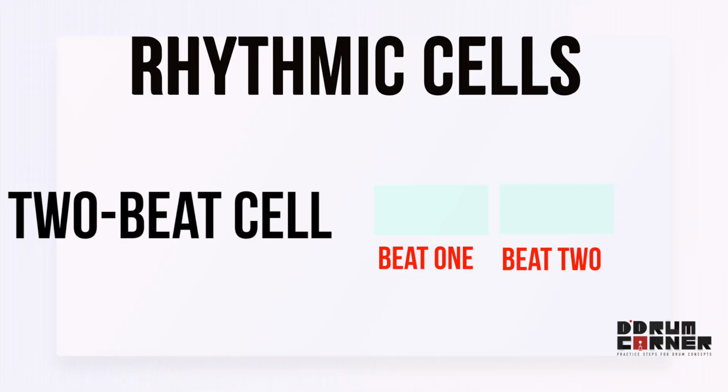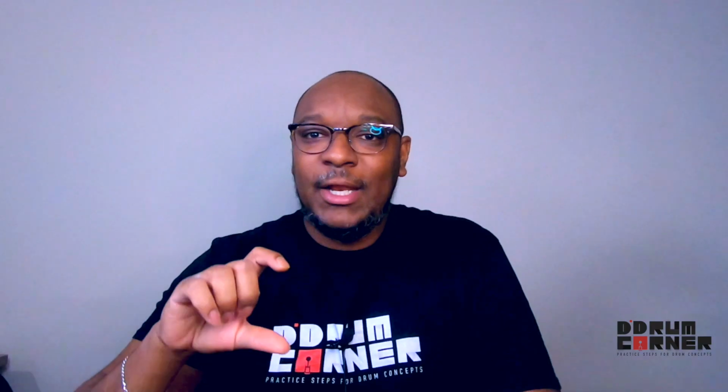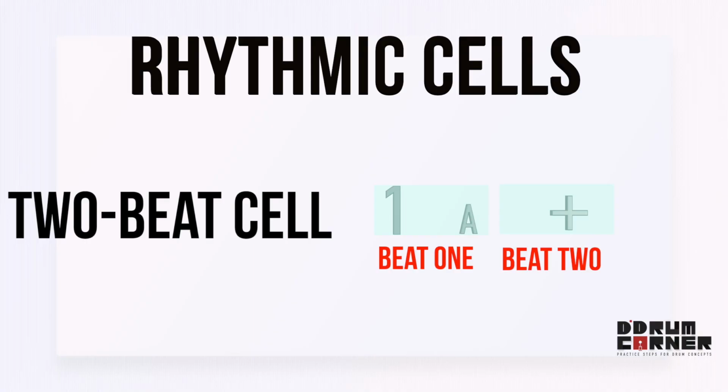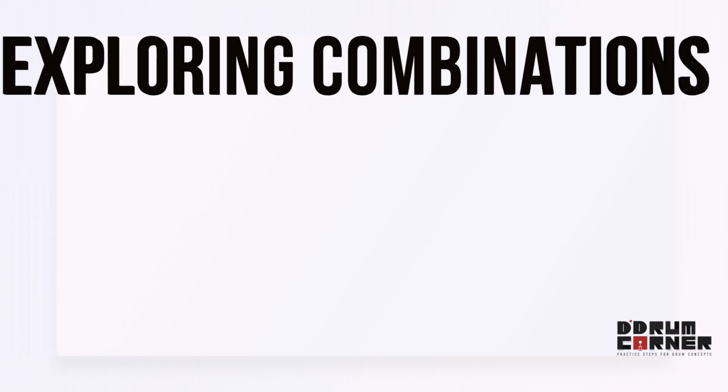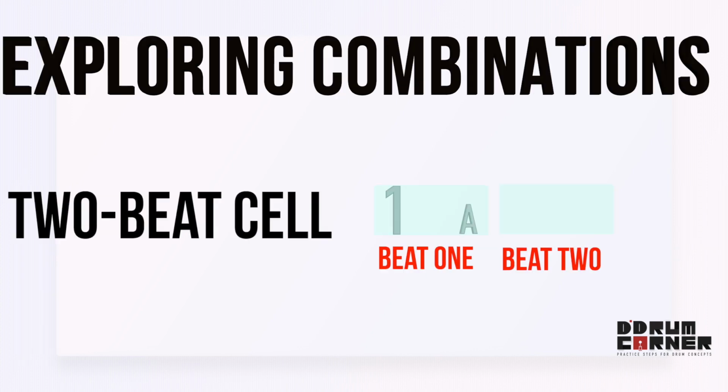So for example, a 2-beat cell is a pattern that repeats every 2 beats. So you can choose one sound for the first beat and then choose a different sound for the second beat, and then repeat this pattern over and over. Alright, so to explore different sound combinations, we keep the first beat consistent and vary the second beat with different partials.